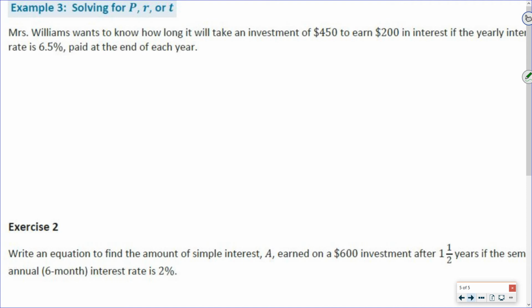So remember what I told you. We got a formula to find interest. It's principal times the rate times the time. But what if we want to find time?